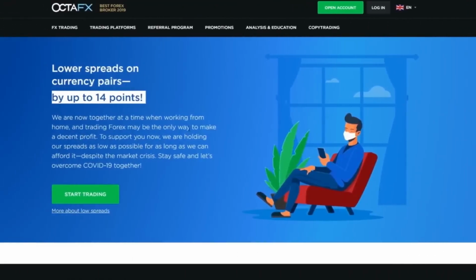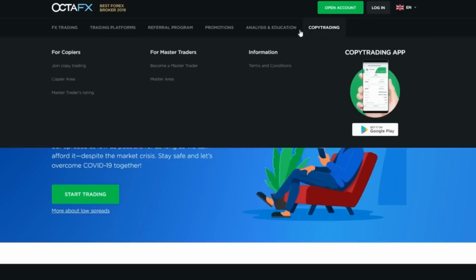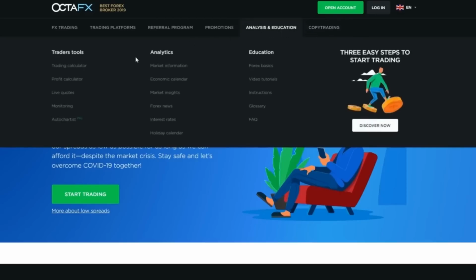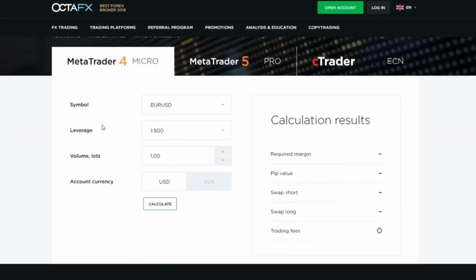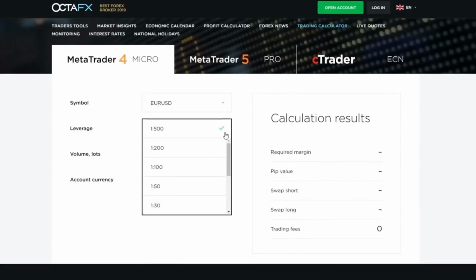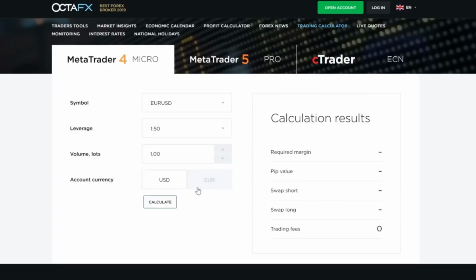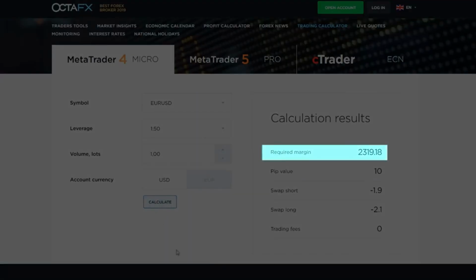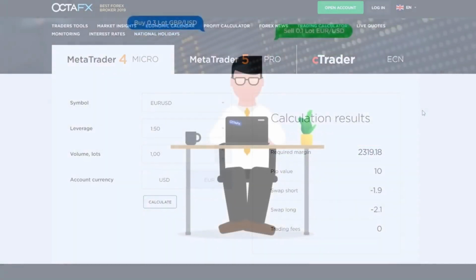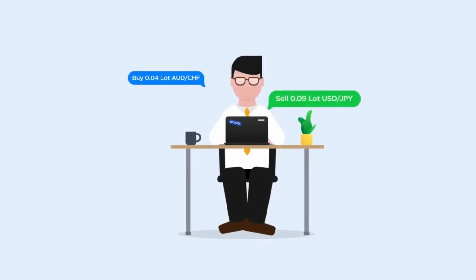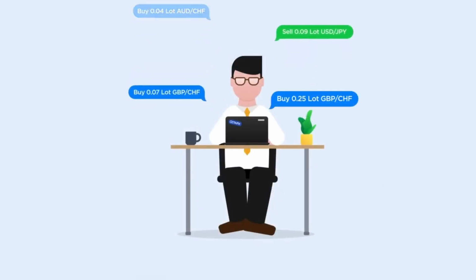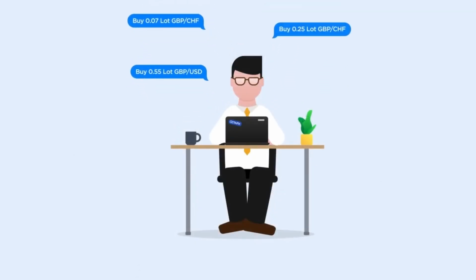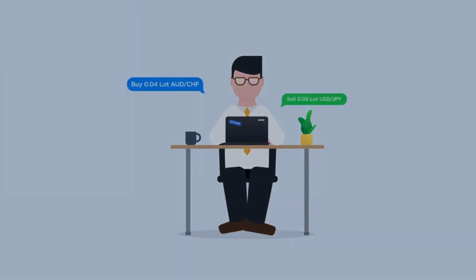Using the trading calculator on OctaFX, you can learn what margin is recommended for the currency pairs and leverage ratio of your choice. It also shows the pip value for each currency pair. For example, if you're trading one full-size lot in Euro-US dollars using 1 to 50 leverage, your required margin is $2,319.18. In the case of Euro-US dollars, the calculator shows the value of a pip on a full-size lot of Euro-US dollar, which is $10.